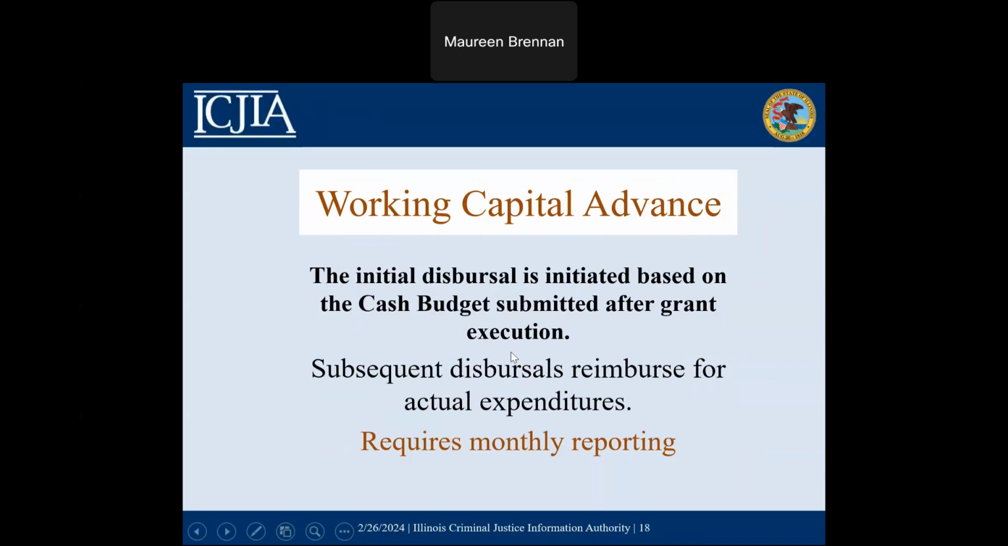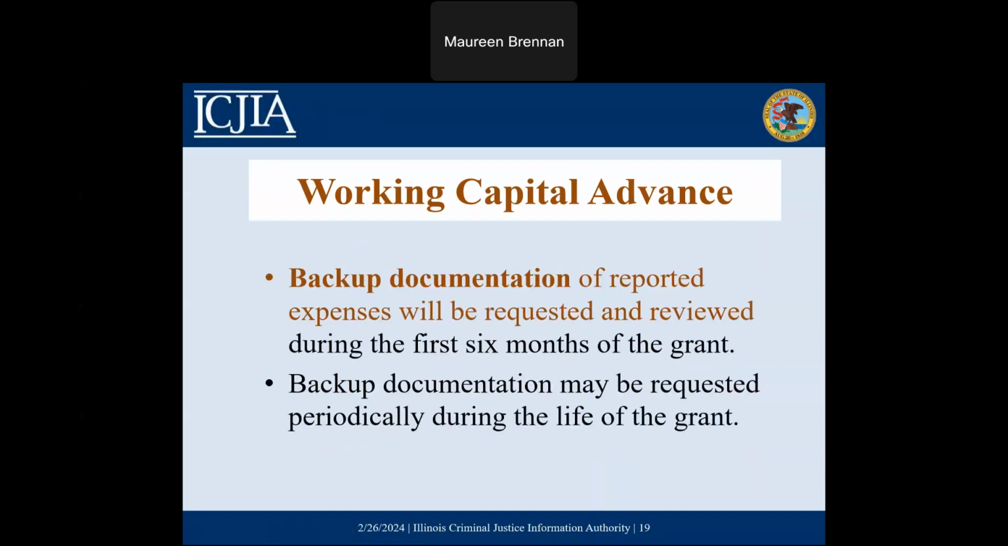Now, backup documentation of your reported expenses will be requested and reviewed during the first 6 months of your grant. That backup documentation may be requested periodically throughout the life of the grant, especially if we see that there are wide variations between what you report and what your cash balance projected you were reporting. If there are a lot of corrections or a lot of delays in your reporting, your grant specialist may want to take a closer look just to help you make sure that what you're reporting conforms to your actual expenses and that you're doing a good job of keeping that backup documentation.